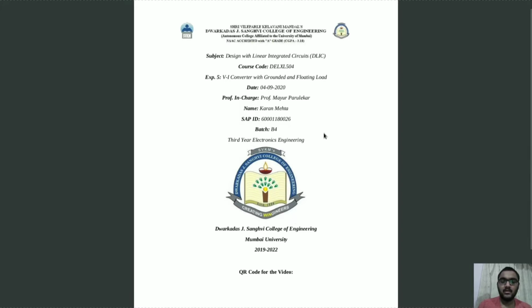Engineering. Today's subject for the practical is design with linear integrated circuit. The name of the experiment is V2I Converter with grounded and floating load circuits. The professor in charge for our practical is Mayur Parvelekar sir. So now let's see the theory of V2I converter.